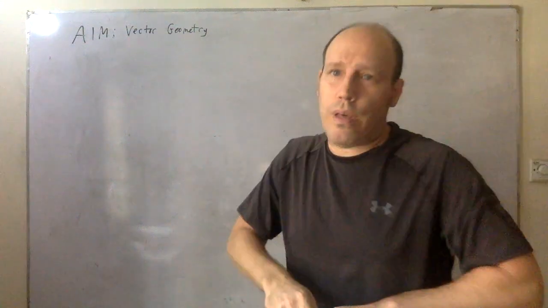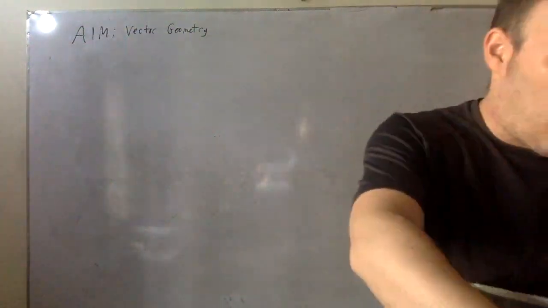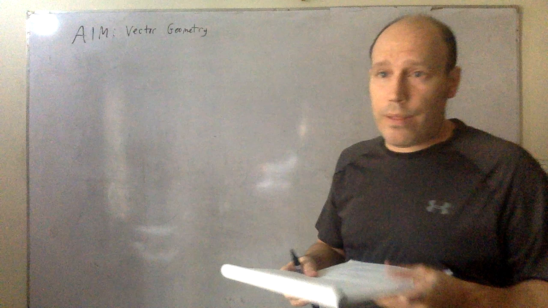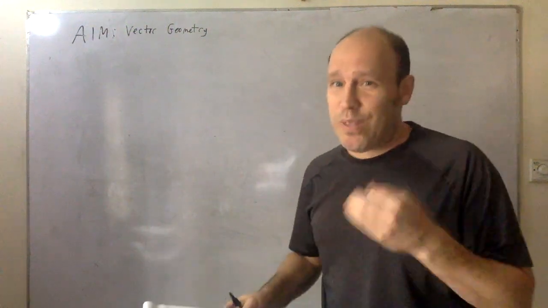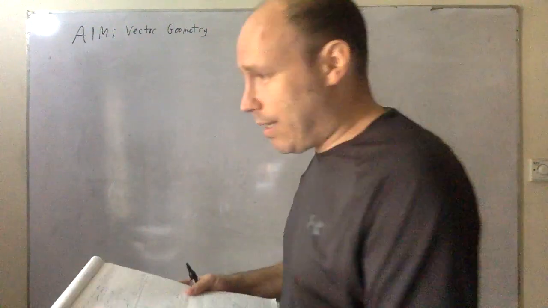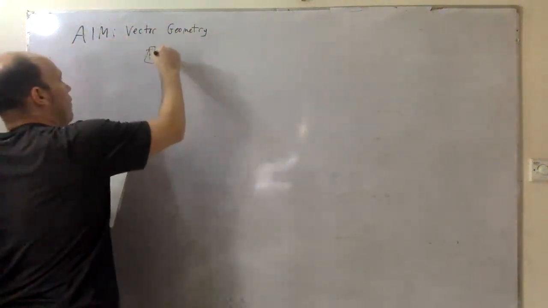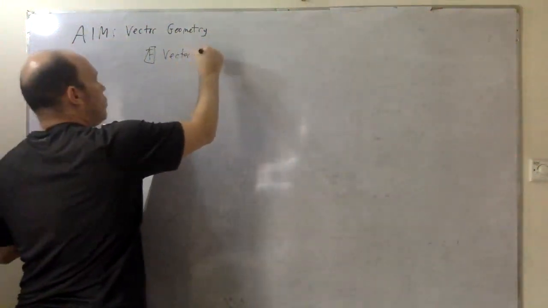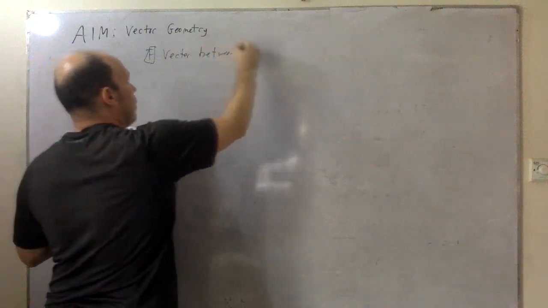Okay, let's continue with chapters F, G, H, and I in the book. You're just going to keep doing these problems. Let's continue. So we're going to look at unit F, and that's vector between 2 points.